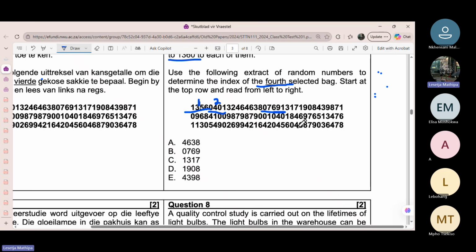1317. Okay, because it's less than the population. So you can all see the third element and the fourth element here. Any questions?